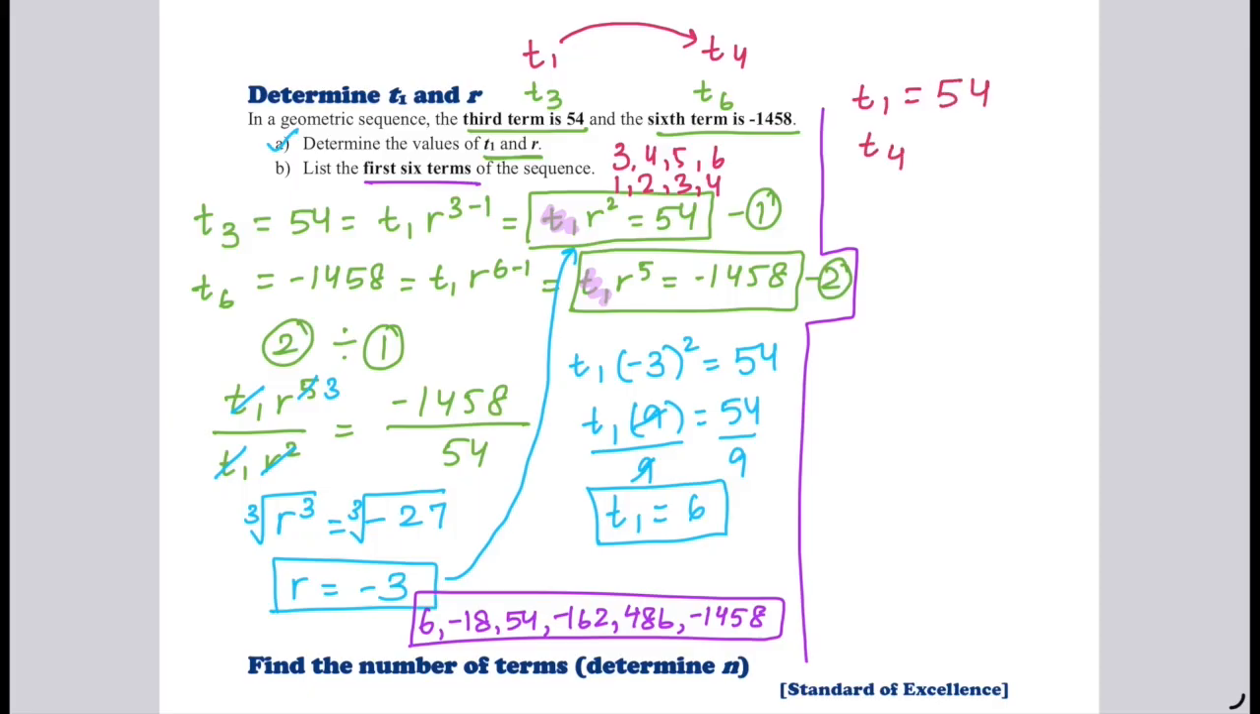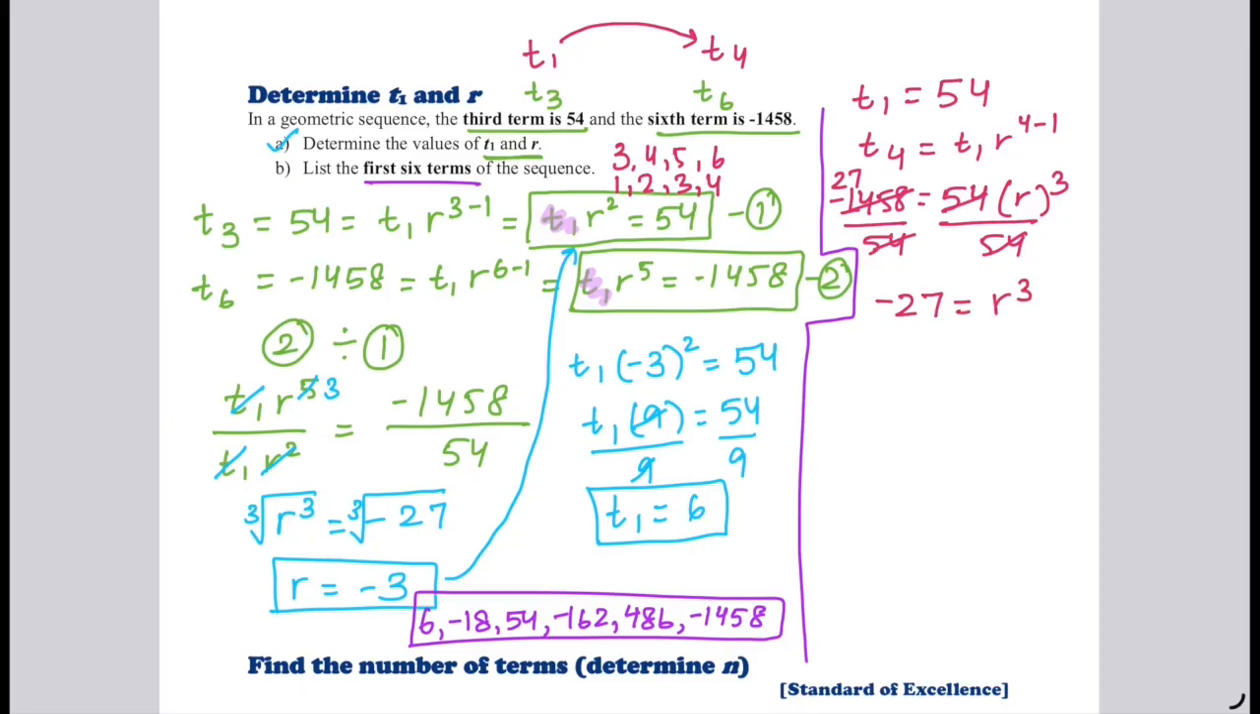So T1 is equal to 54, right? And T4 will be T1 r to the power of 4 minus 1, and we know our term 4 is negative 1458, which is equal to 54 times r to the power of 3. Divide both sides by 54. 54 divided by 54 is 1. Negative 1458 divided by 54 is negative 27, which is r cubed.